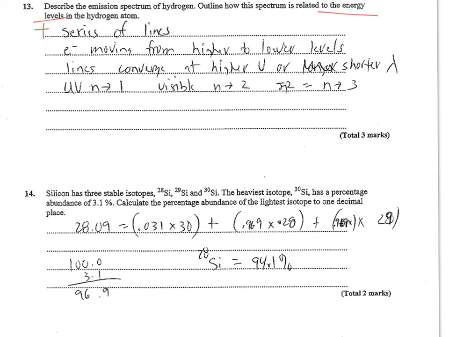To mention that the emission spectrum is a series of lines, or you could have said discontinuous spectra or line spectra would have been fine terms to use. And they wanted to know that the energy is released when you move from higher to lower levels of energy. And you could have mentioned that the lines converge at higher frequency or shorter wavelengths. Or you could have described the 3 different spectra, that going from a higher level down to energy level 1 produces the UV, from a higher level to level 2 produces the visible, and from the higher level to level 3 produces the infrared. Those were the things they were looking for on number 13.